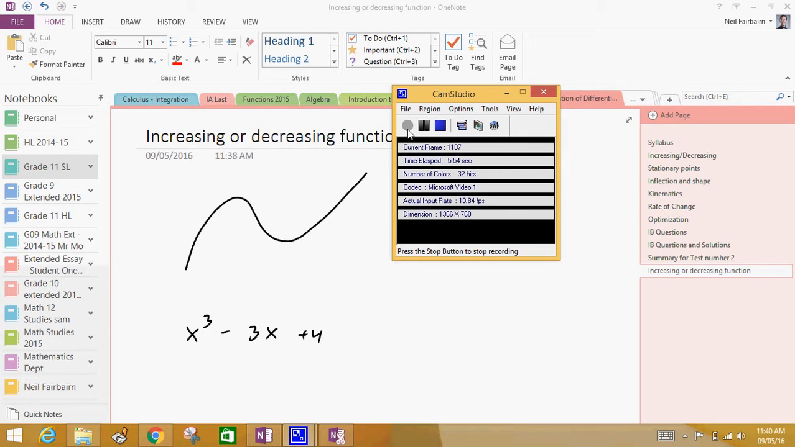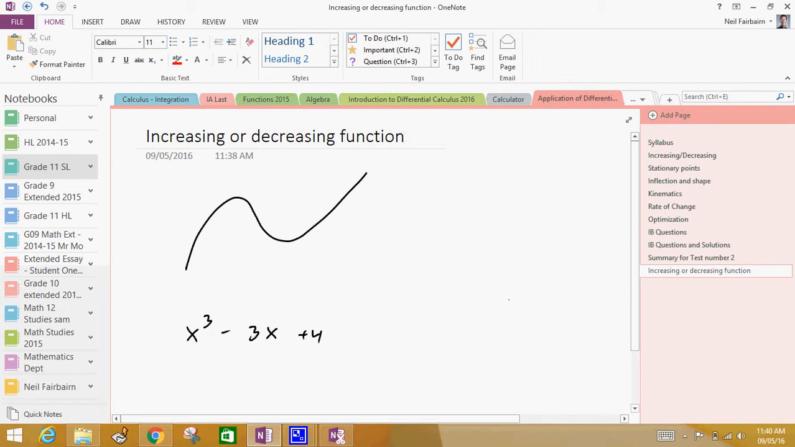Today we're going to be looking at increasing or decreasing functions. So suppose we have some kind of function, let's call it f of x. To find out if it's an increasing or decreasing function, if we look at this function, you can see clearly it's increasing here, and then it starts to go down, and this is where it's decreasing, and then it goes back up again, and therefore it's increasing again.